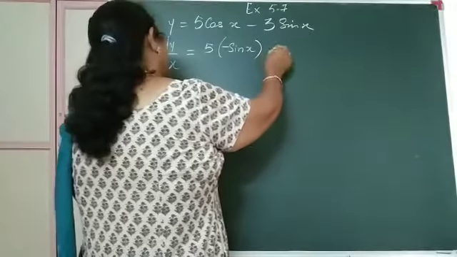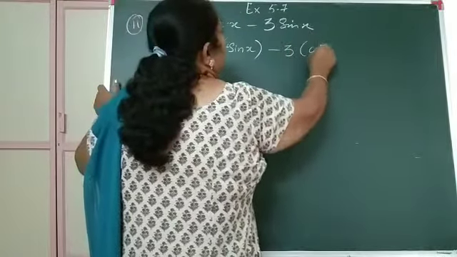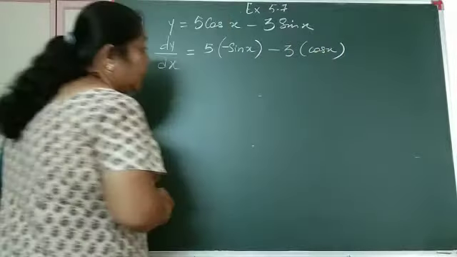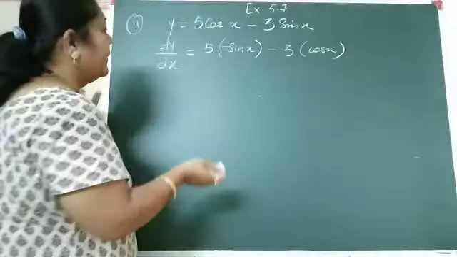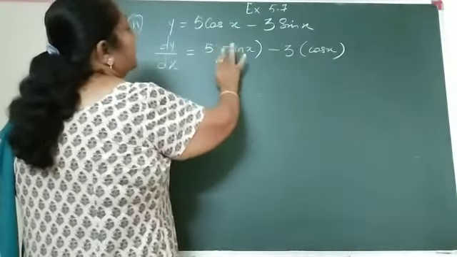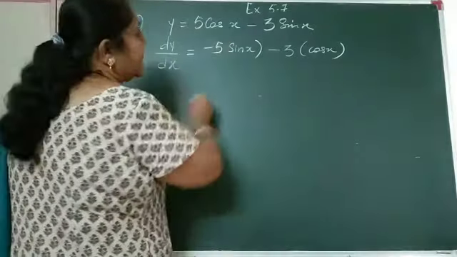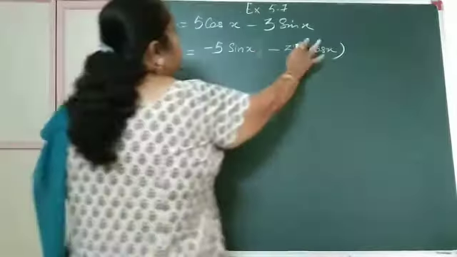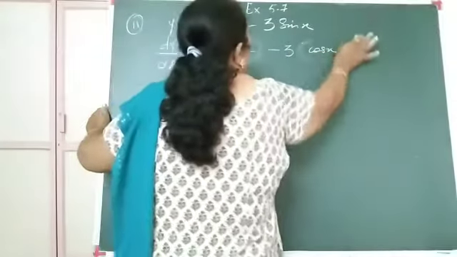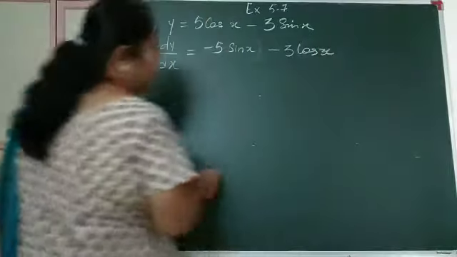Now, this is a simple term. Then minus 3. The differentiation of sin is going to be cos of x. So, differentiation is over. I can bring this minus sign outside, and therefore it will look like minus 5 sin of x. So this is one term, and 3 cos x is going to be the next term.